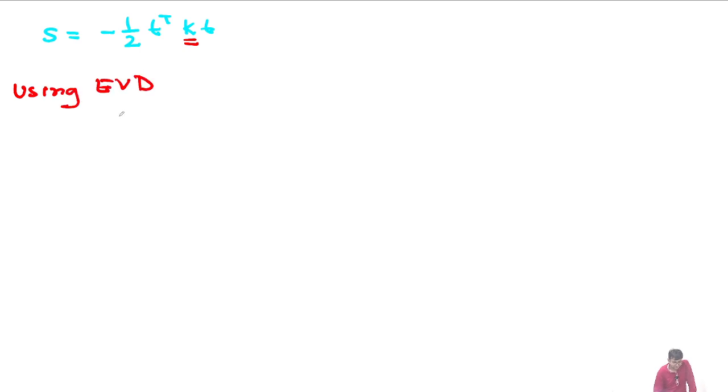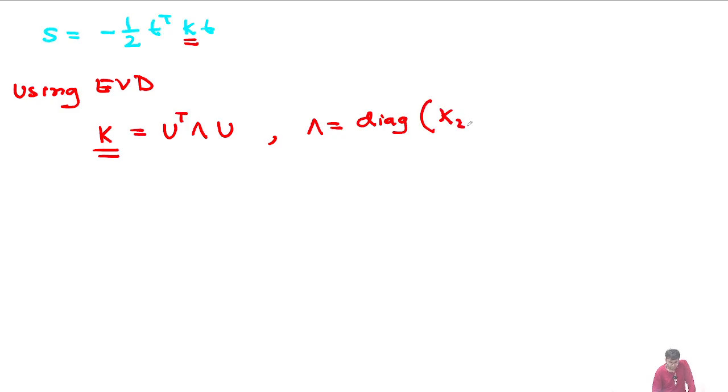Using eigenvalue decomposition, I can write K as U transpose lambda U, and lambda will now look like a diagonal matrix with kappa 2, up to kappa K. It's a diagonal matrix, that's the eigenvalue matrix, right? Now I will stop here once and I will let you think and tell me why in the world I am starting from kappa 2 and not kappa 1.